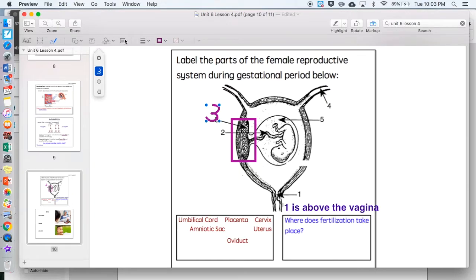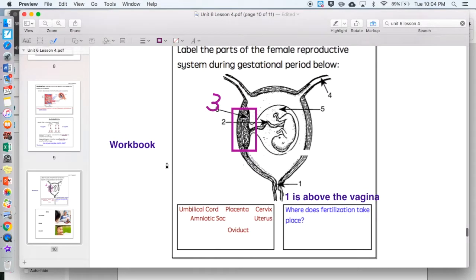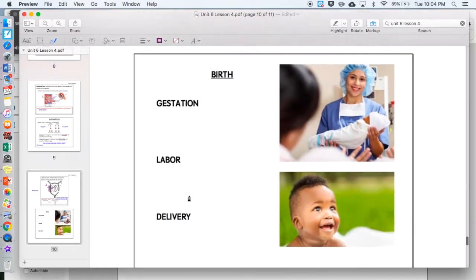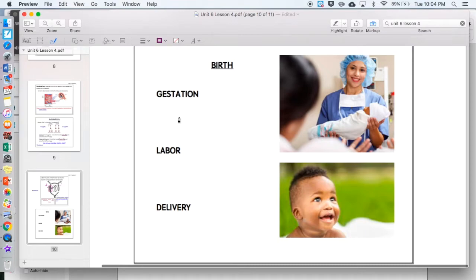And where does fertilization take place? You can say a number, you can say a word. Again, this is in your Cami notes, but we're going to have a version of this for you in the workbook. So answer this in the workbook too. All right. So you will answer these in your workbook.